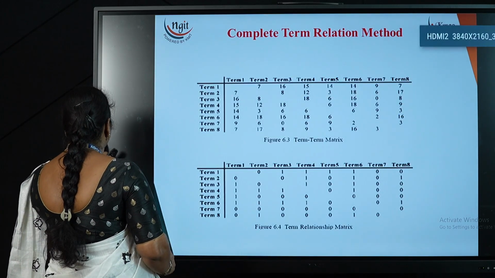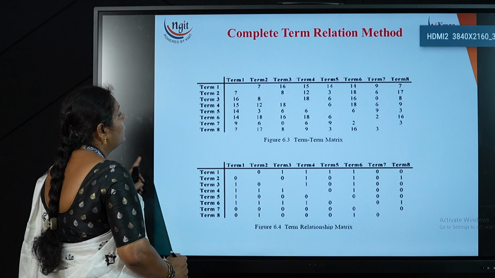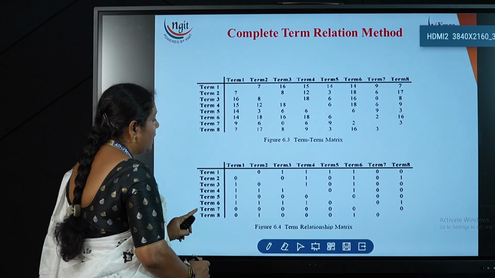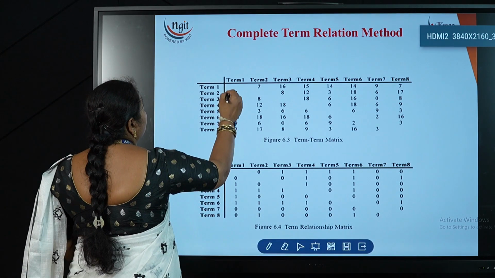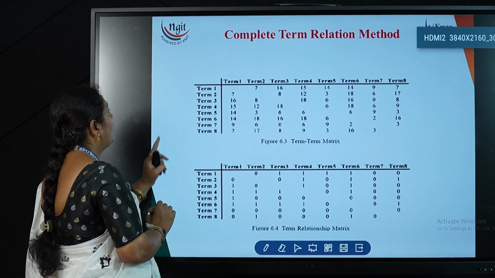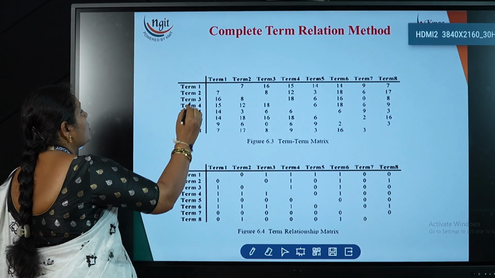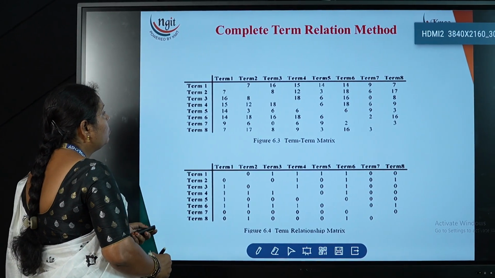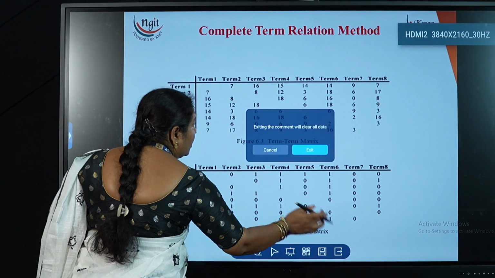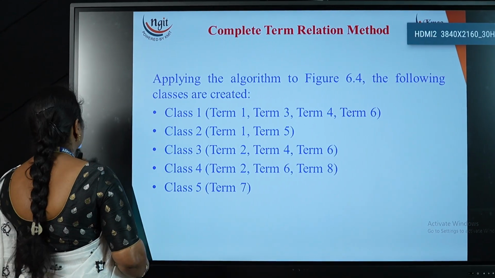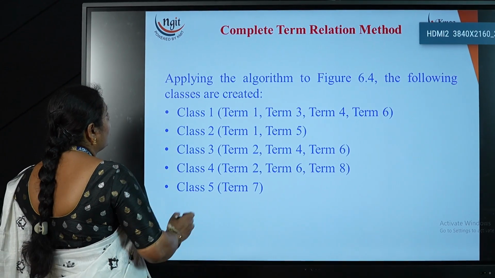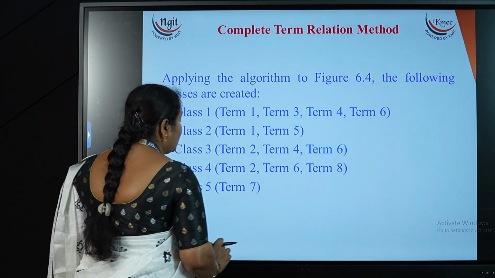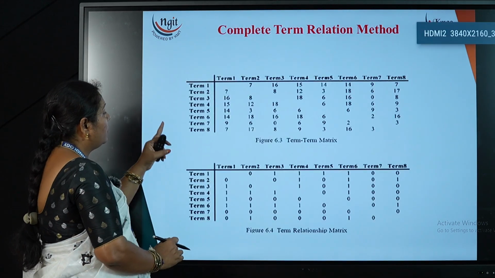So this is the thing. So we have done the term matrix and the term relation matrix. So in the term matrix, what is term 1 to term 7? You have to check all the frequencies. Here is the relation. Then what we are going to do? Finally, you have to create the classes. So if you see here, after checking, then using this particular table.